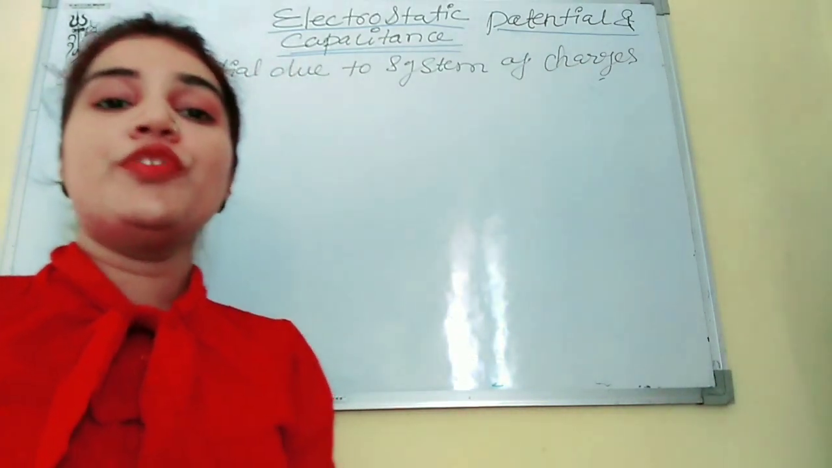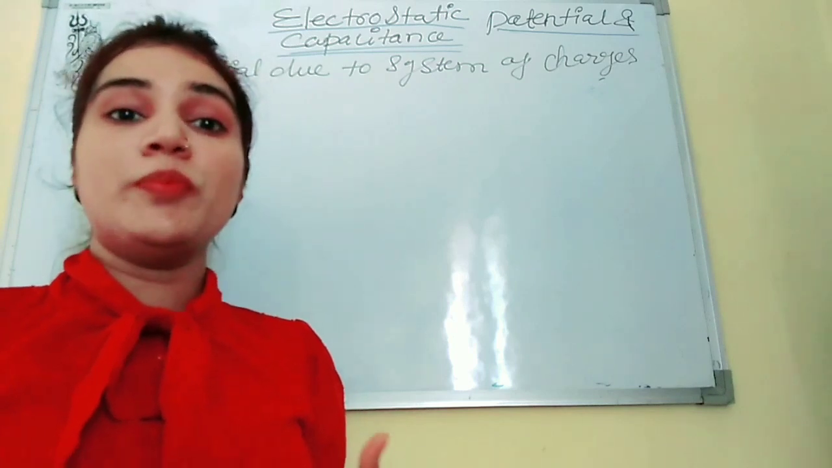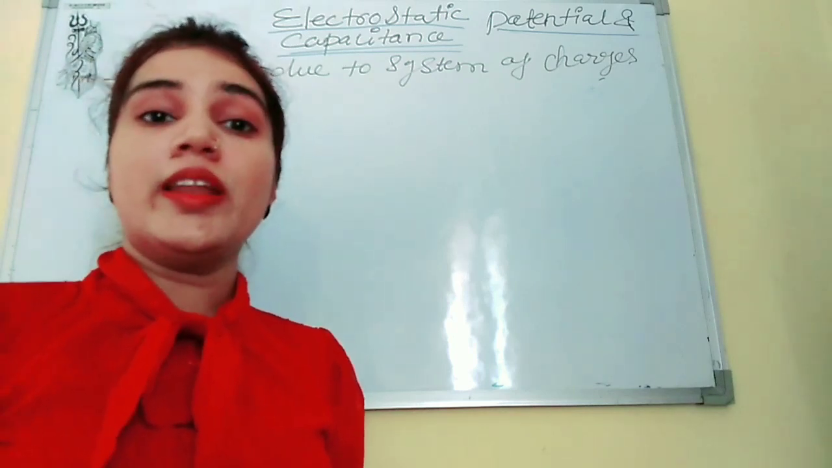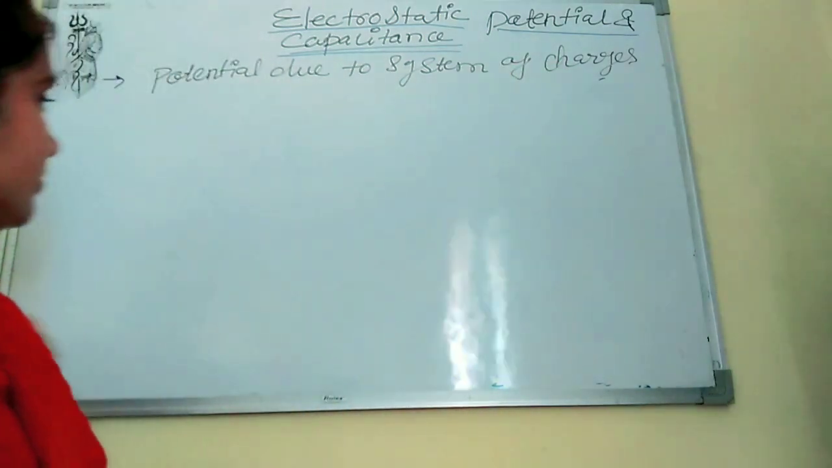In our previous video, we derived the potential due to a point charge and the potential due to a dipole at any point on the axial line and on the equatorial line. Today we will derive the potential due to a system of charges.